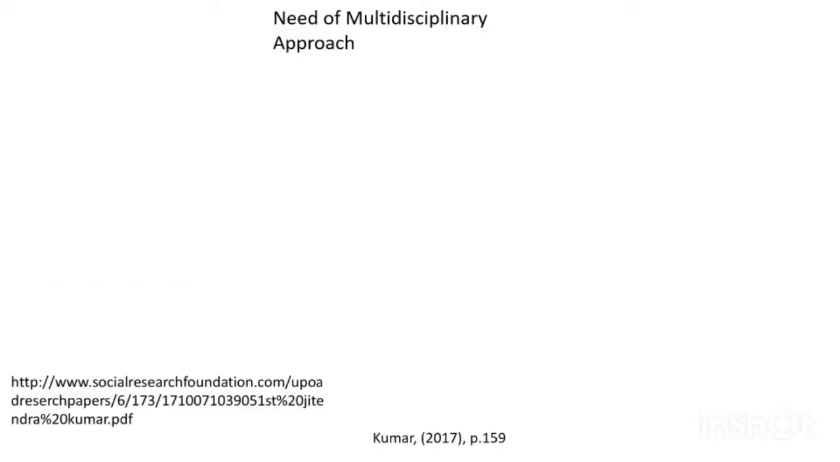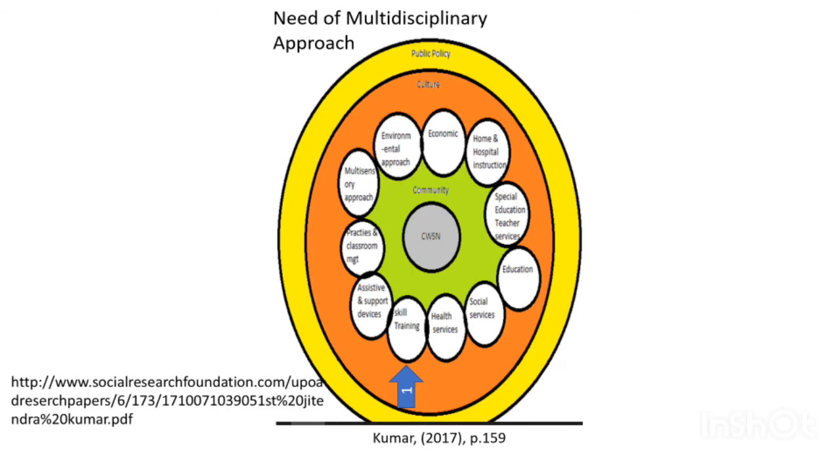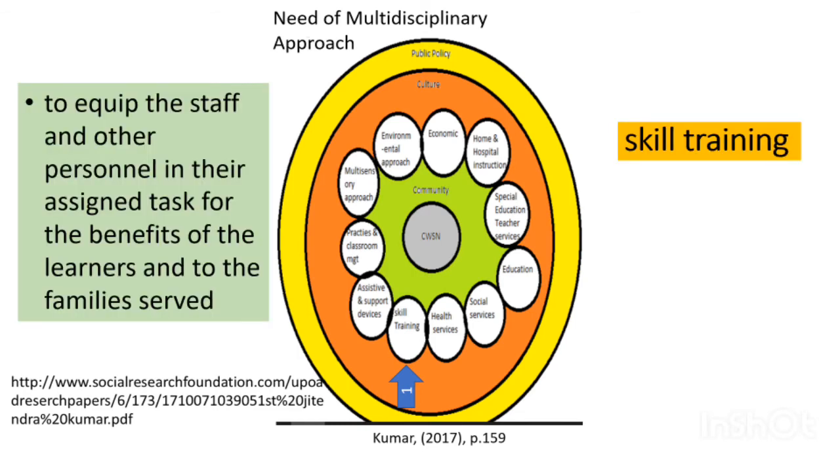What are the needs of the multidisciplinary approach? As you can see in the diagram, the first one is what we call skill training. This is very much needed in the multidisciplinary approach because this is one of the strategies to equip the staff and other personnel in their assigned tasks for the benefit of the learners and the families served.